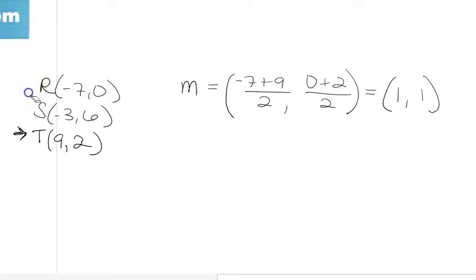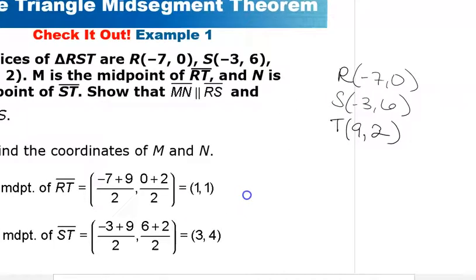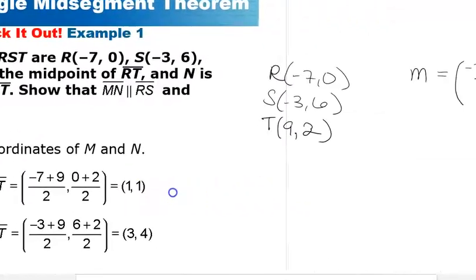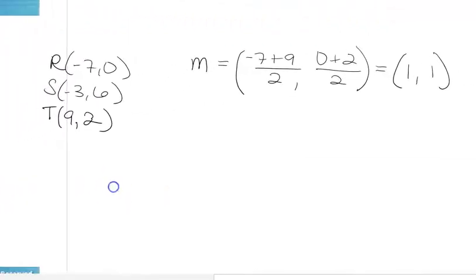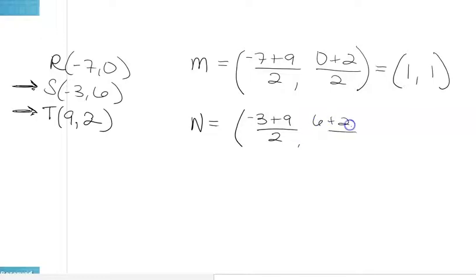Okay, now let's find our other point. Our other point is N, which is the midpoint of ST. So N is the midpoint of S and T. So we're going to plug S and T into the midpoint formula. We have our x's added together, divided by 2, and our y's added together, divided by 2. So right here we have 6, divided by 2 is 3. And right here we have 8, divided by 2 is 4.